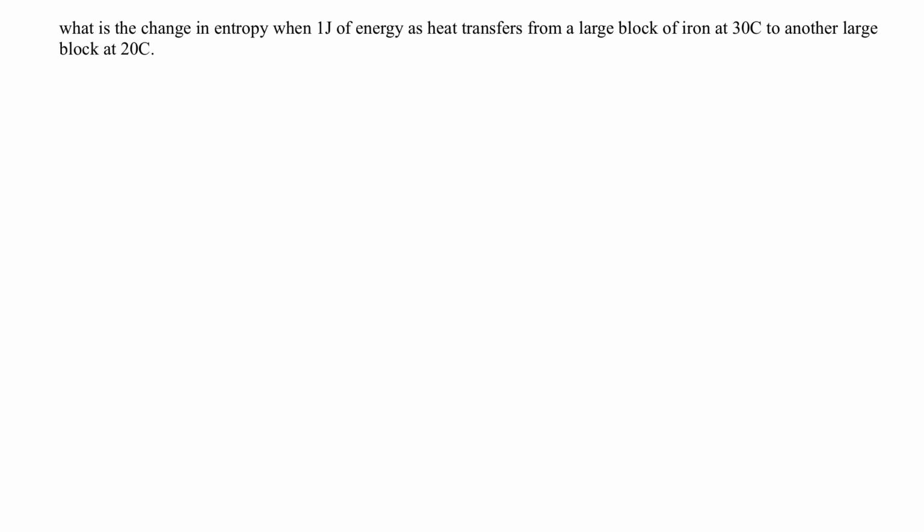What is the change in entropy when 1 joule of energy as heat transfers from a large block of iron at 30 degrees Celsius to another large block at 20 degrees Celsius? So let's sketch this out. Say we have a large block like this, and this is going to be our hot block. It's at 30 degrees Celsius, and the heat is being transferred to a colder block.